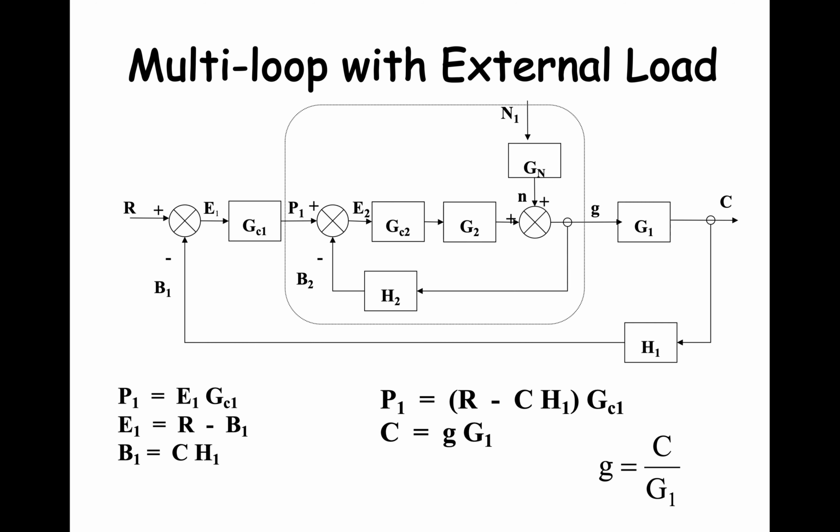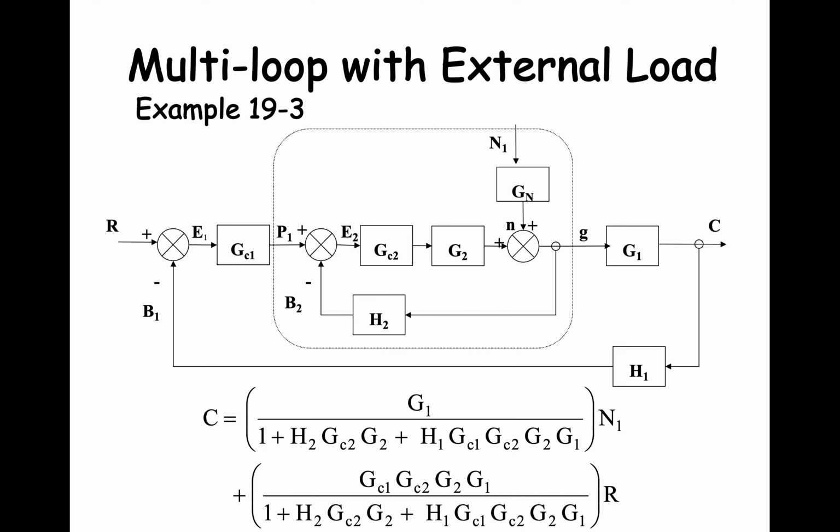Now we have expressions for P1 and G that we can substitute back into the transfer function for the inner loop. And after some algebra, we get this expression for the process output C in terms of the element transfer functions GC1, GC2, G2, Gn, G1, H2, and H1, and the two process inputs N1 and R. Down the road, we will use all of the transfer functions and the two input functions to find the output function C in the time domain.